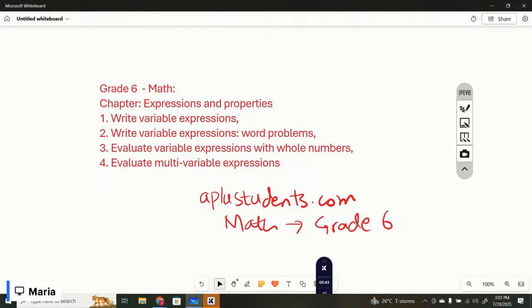We're going to start with the chapter expressions and properties. The lessons we are going to cover today are write variable expressions, write variable expressions word problems, evaluate variable expressions with whole numbers, evaluate multivariable expressions. So please make sure you have your notebook and pencil so that you can note down the important examples and definitions as well.